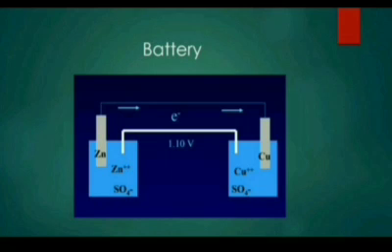Now the Daniel cell is a construction of the galvanic cell, and the galvanic cell works under electrochemical series reactions. So here is a battery, and it is known as a basic Daniel cell. The left half cell consists of an electrode of zinc metal dipped in 1 molar solution of zinc sulfate, and the other half cell is a copper electrode dipped in 1 molar solution of copper sulfate.